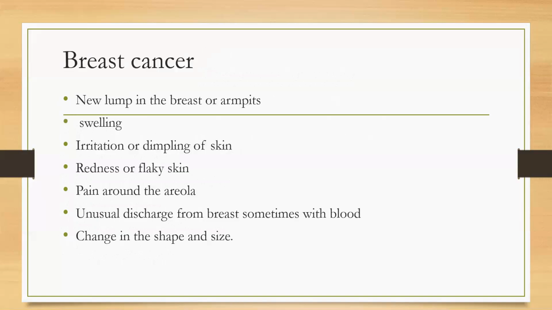Next is breast cancer. So there will be a new lump in the breast or armpits, swelling. There might be irritation or dimpling in the skin around the areola. Then there will be redness or flaky skin, pain around the areola. There will be unusual discharge from the breast, sometimes with blood, and changes in the shape and size.